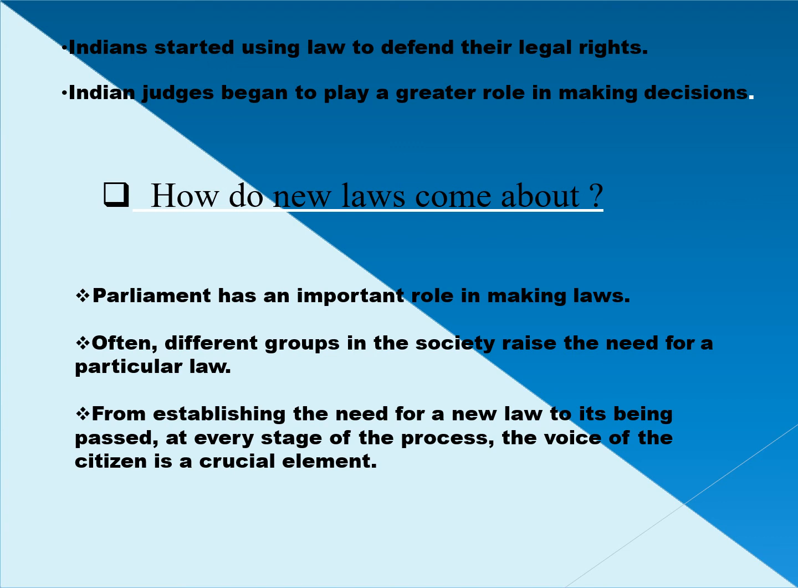The next topic is how do new laws come about? Now, you will have to understand that the parliament has a very important role in making the laws. The common concern of a person in a society, if he wants a law to be changed, has to be heard. So the representatives come across ideas where a common man wants a new law or wants to change an existing one. From establishing the need for a new law to its being passed, at every stage the voice of a common citizen is heard. This I've already told you.